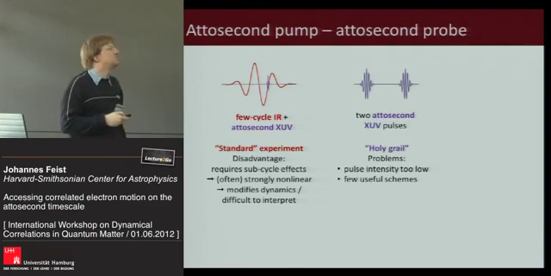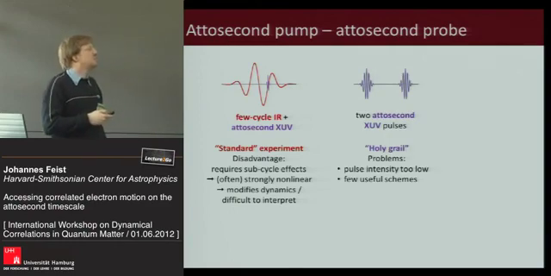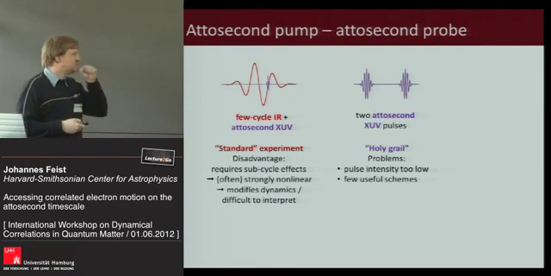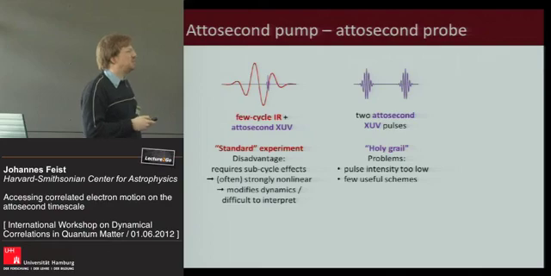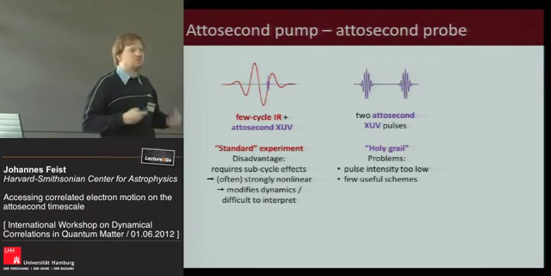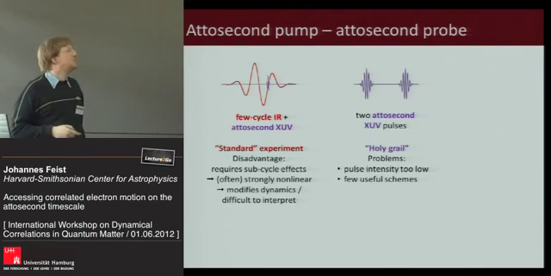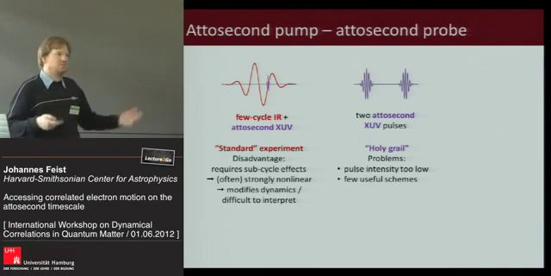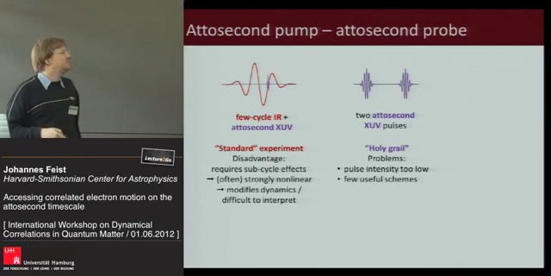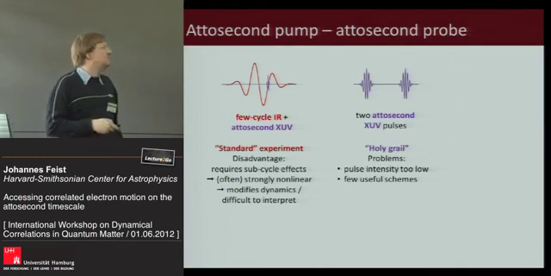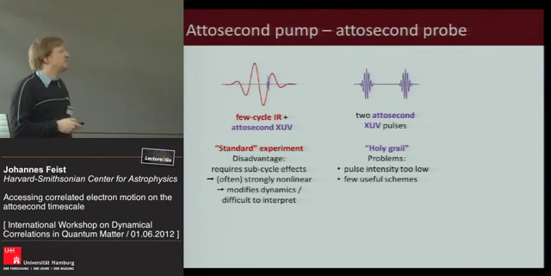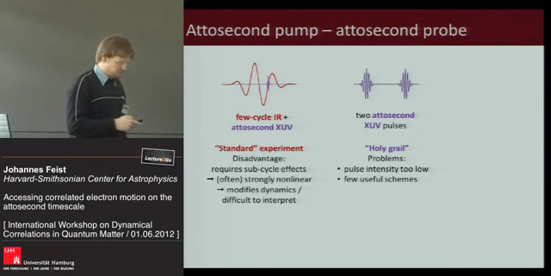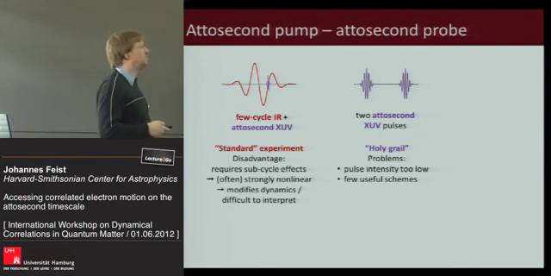And for that reason, using 2 attosecond pulses has been called the holy grail of attosecond physics by some people. The problem with that is that nowadays the pulse intensities are too low to really get 2 photons absorbed from attosecond pulses, just because high harmonic generation is not a very efficient process, and free electron lasers don't produce attosecond pulses yet. And there are not too many useful schemes out there yet for doing attosecond pump, attosecond probe. So not too many people have looked at what you could actually do.